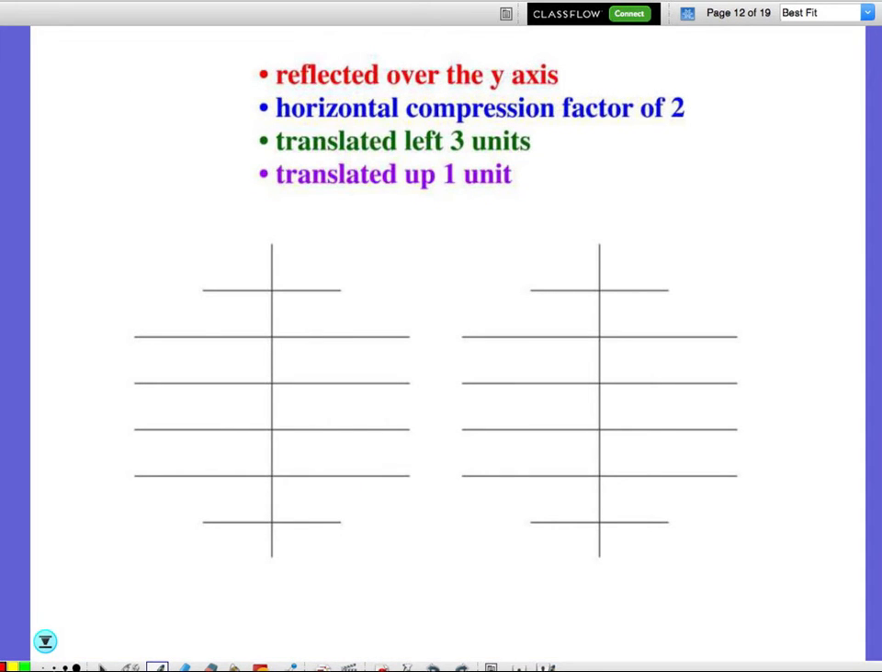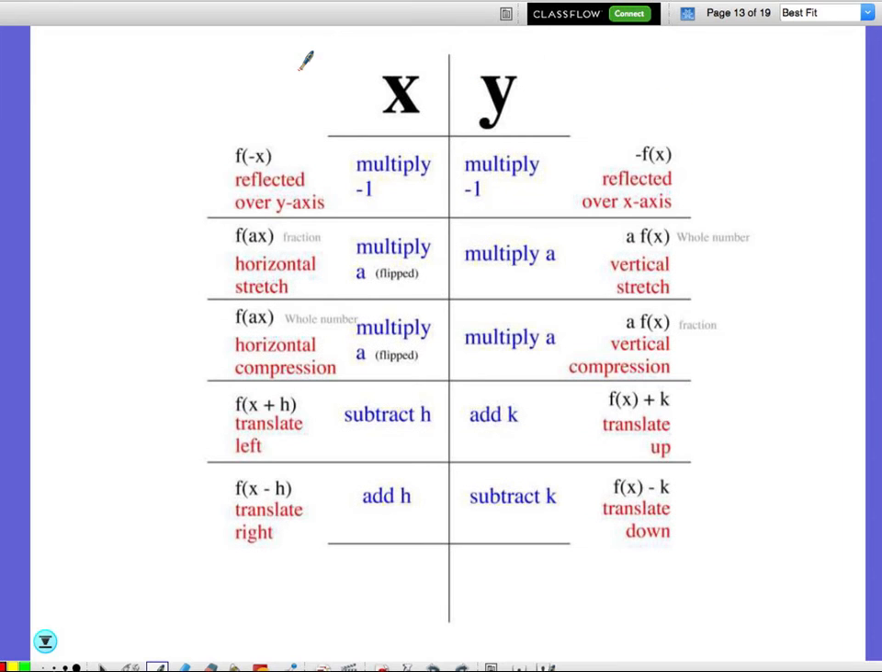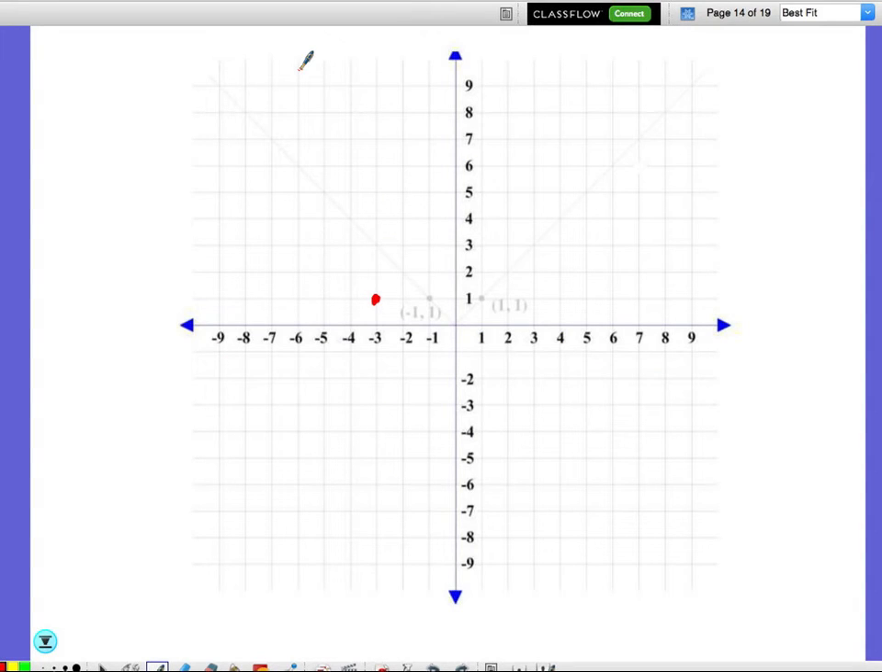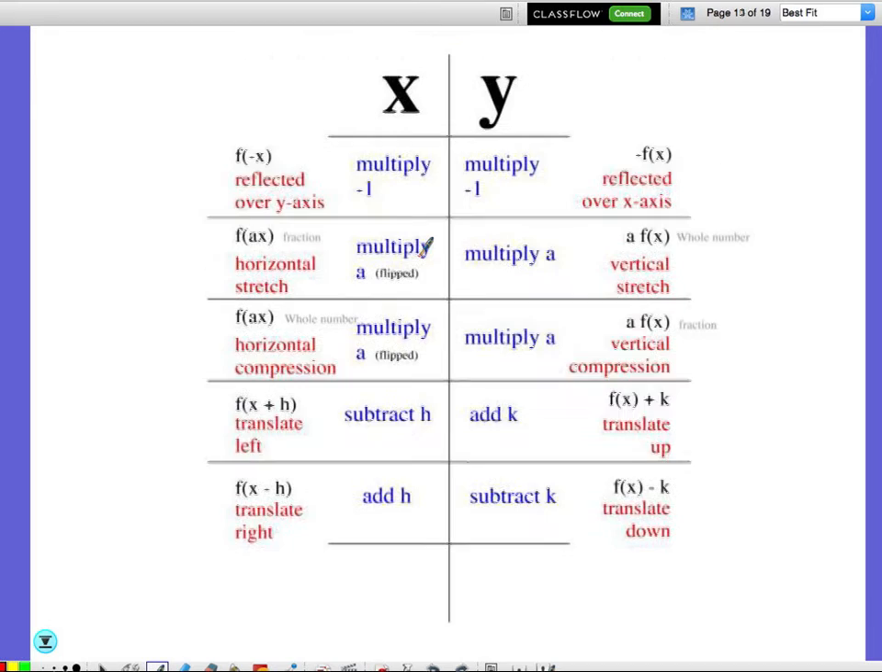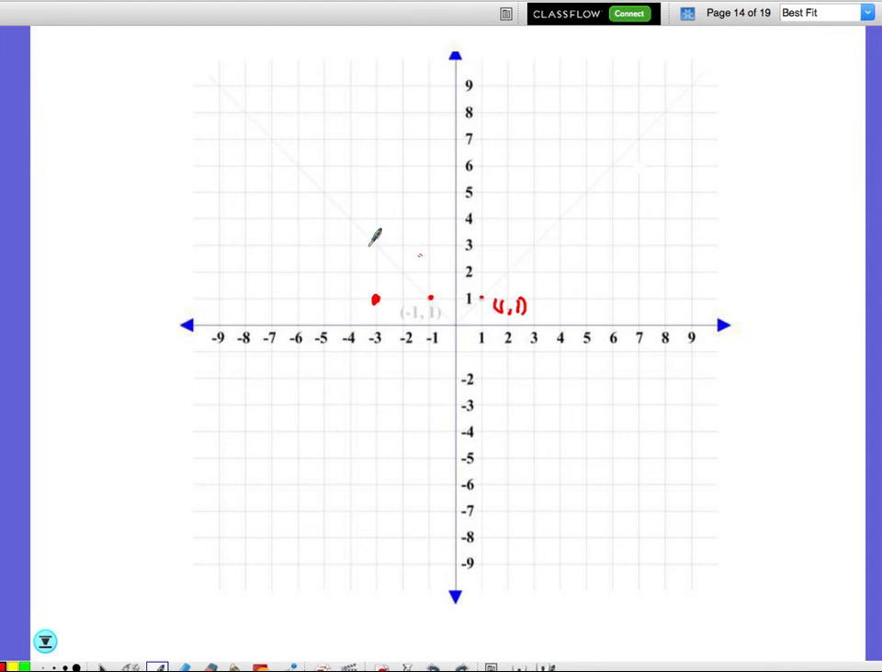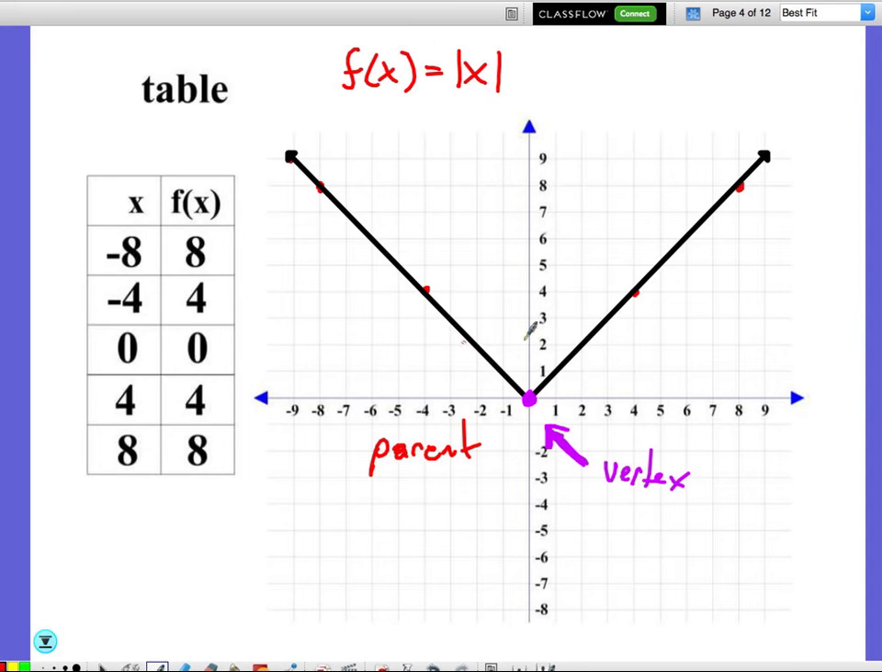Now, here's what we want to do. We want to go through each of these transformations one by one and use this chart to tell us exactly what is going to happen to where we're going to find our next 2 points. So notice, as you can see very faintly here, here's my parent function, and we need to use 2 points. The first point we're going to use is 1, 1, which is exactly on the parent function, going all the way back to when we graphed our function.